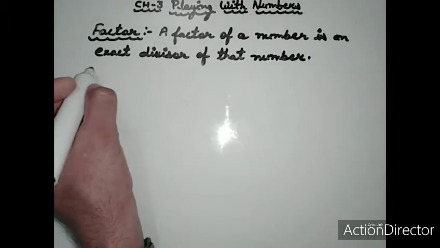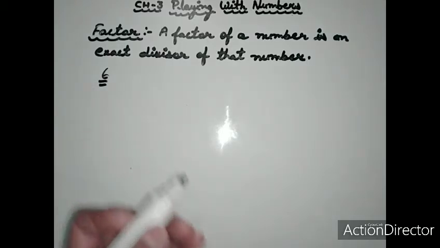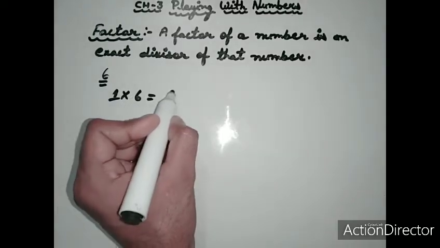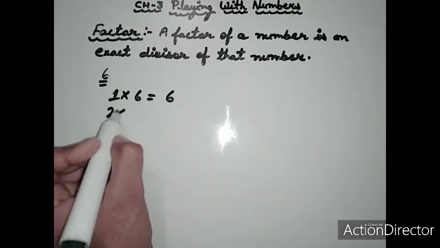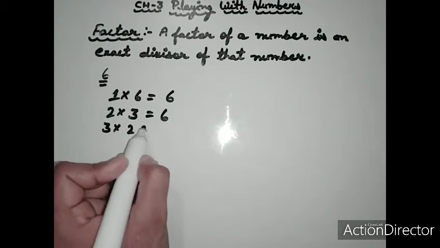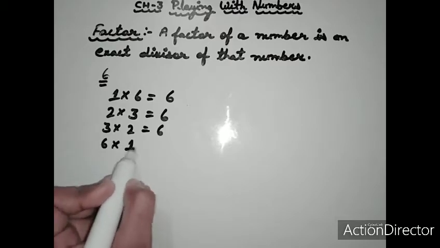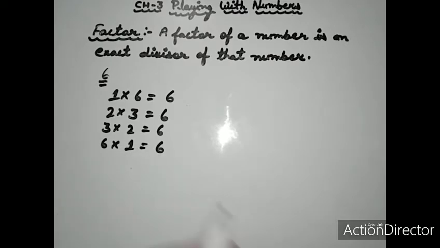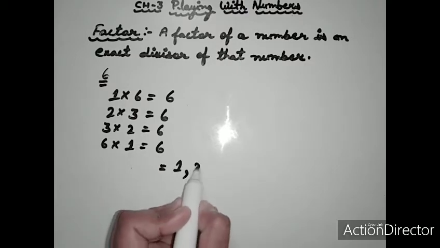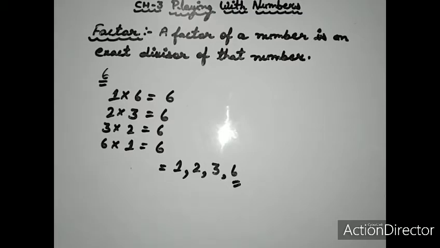Like here we find the factors of 6. So what are the factors of 6? 1 multiplied by 6, we get 6, then 2 threes are 6, then 3 twos are 6, and 6 ones are 6. So what are the factors of 6? 1, 2, 3 and 6.